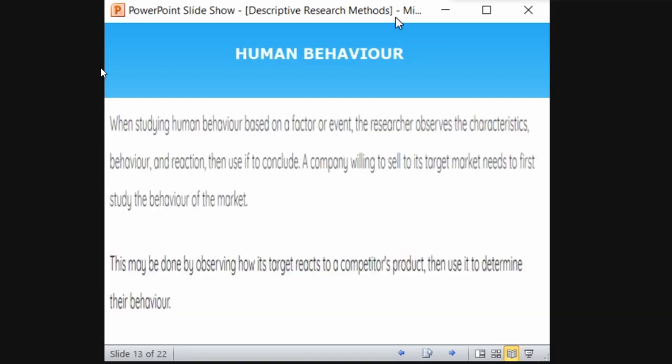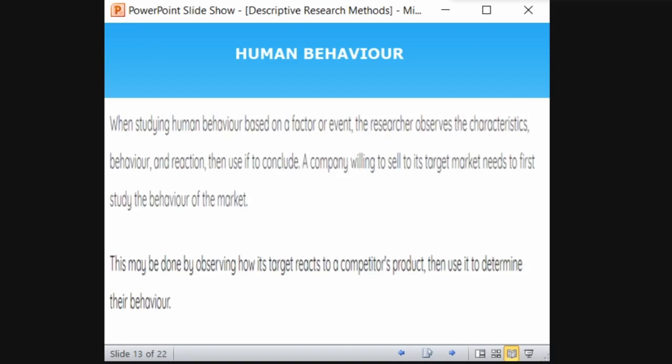Okay. One more example I want to give you, that is human behavior. When studying human behavior based on a factor or an event, the researcher observes the characteristics of the behavior and the reaction, then uses it to conclude. They will study the characteristics of the behavior in a particular situation. So for example, in a cricket match, what happens when the team loses? What will be the behavior of the captain, or what will be the behavior of the coach? That kind of characteristic they want to determine.